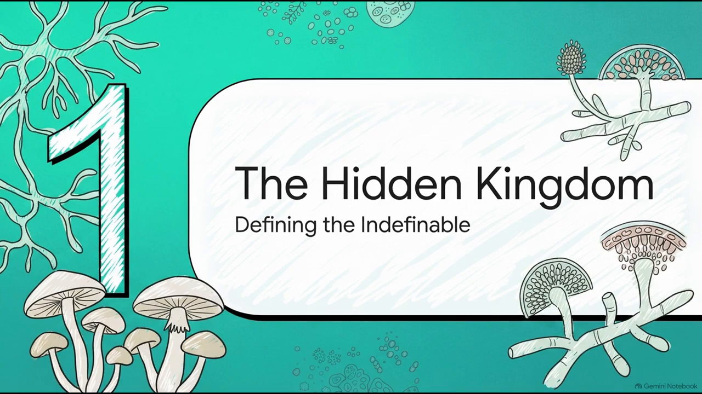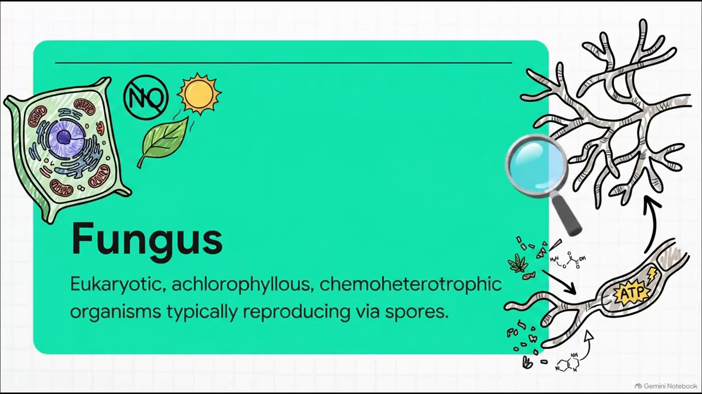Part 1. Meet the hidden kingdom. Defining the indefinable. To really understand how fungi operate, we first have to acknowledge that they are an entirely different form of life. They operate on a completely unique biological blueprint compared to plants or animals. Now, this definition is packed with some heavy scientific terminology, but let's break it down, because it reveals exactly how they function. A fungus is eukaryotic. That just means its cells have membrane-bound nuclei and complex organelles, just like our own human cells. But here is the kicker.